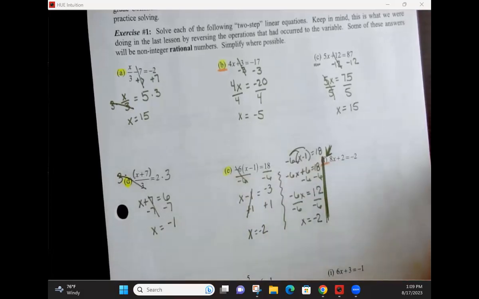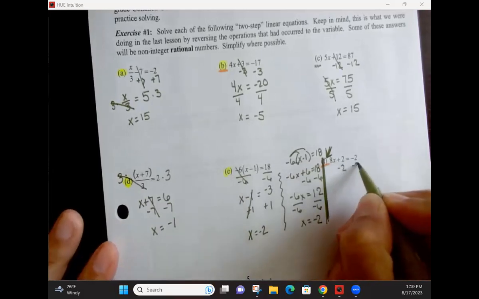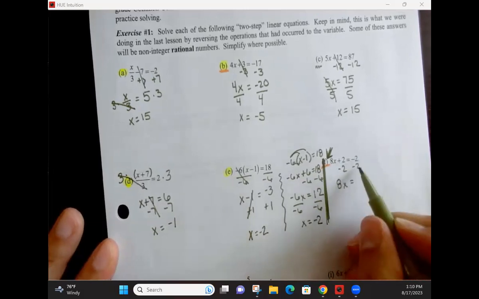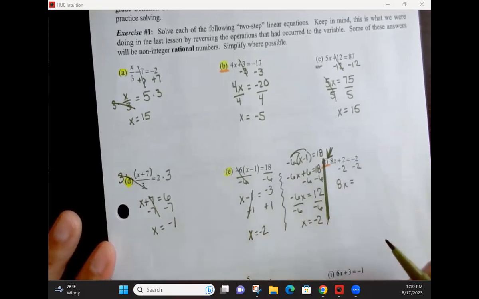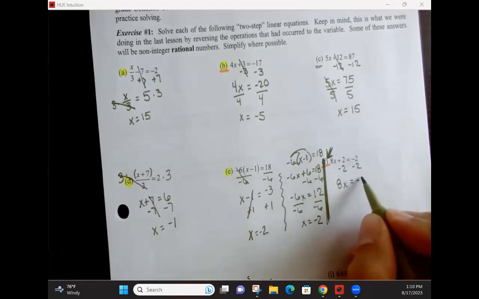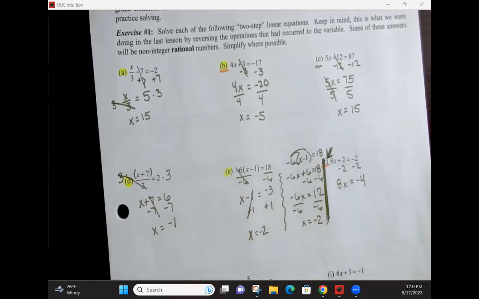First step on F. What do we want to do first? Subtract 2. So we have 8x equals, what do we get here? This is a tricky one. Close, -4, right? -2 and -2, -4.